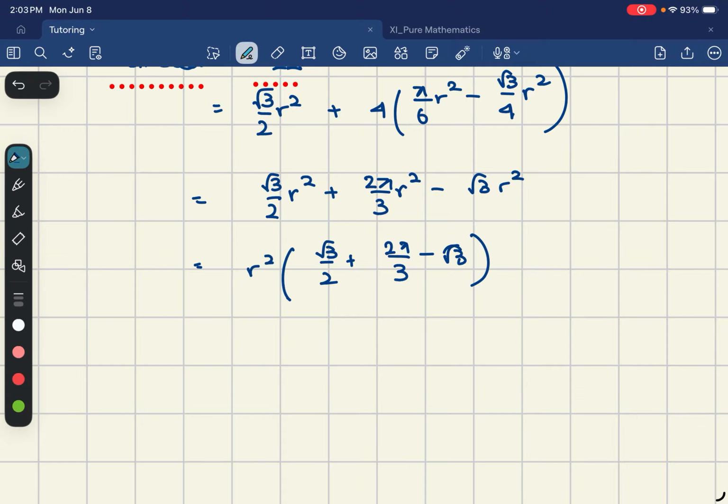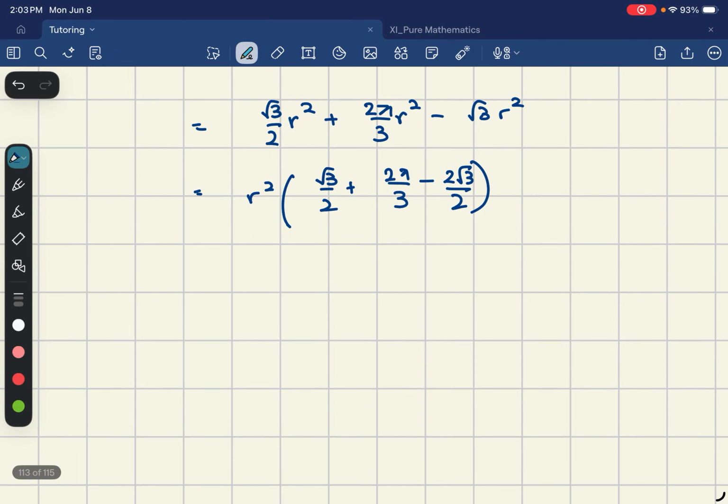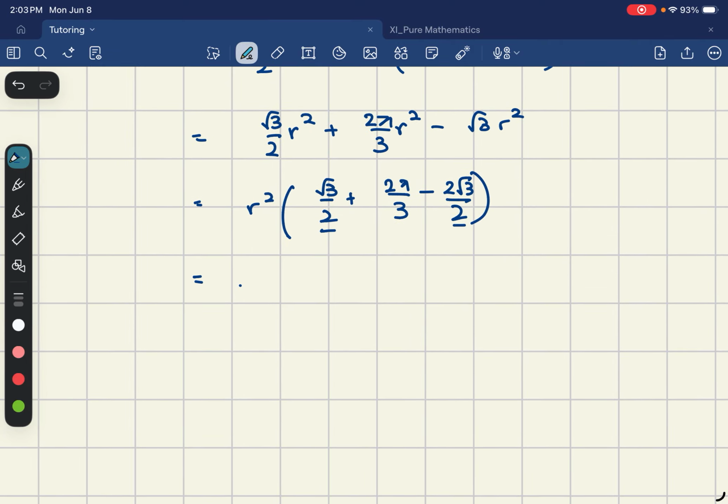And I can write this as 2 root 3 by 2. 2 and 2 cancel out, so I still have root 3. And I can simplify these two terms. So I get root 3 over 2 minus 2 root 3 over 2 gives me 2 pi over 3 minus root 3 over 2. So this is 1 root 3 over 2 minus 2 root 3 over 2 is minus 1 root 3 over 2.